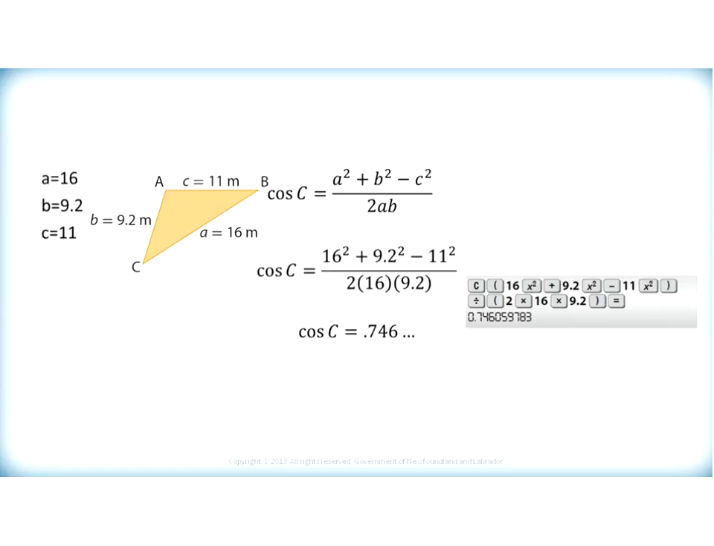So once again, to find C on its own, I'm going to have to get the inverse cos of 0.746 something something something. On my calculator, I'm going to hit the second or shift key and then the cos key. And that'll give me a value of 41.749 something something something. In other words, C is equal to 42 degrees.